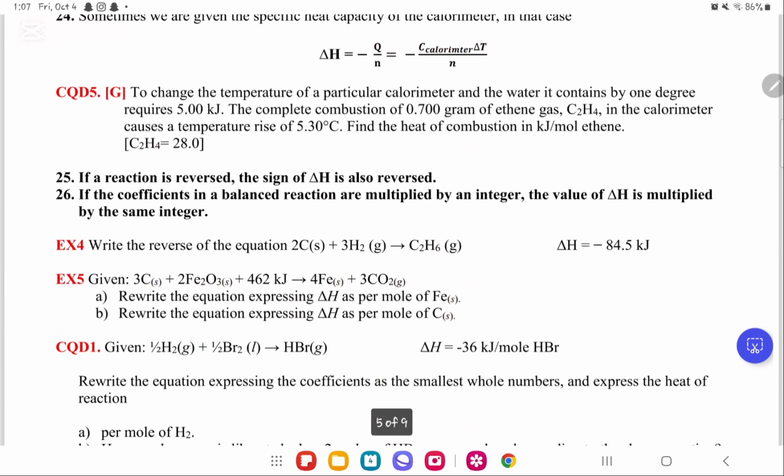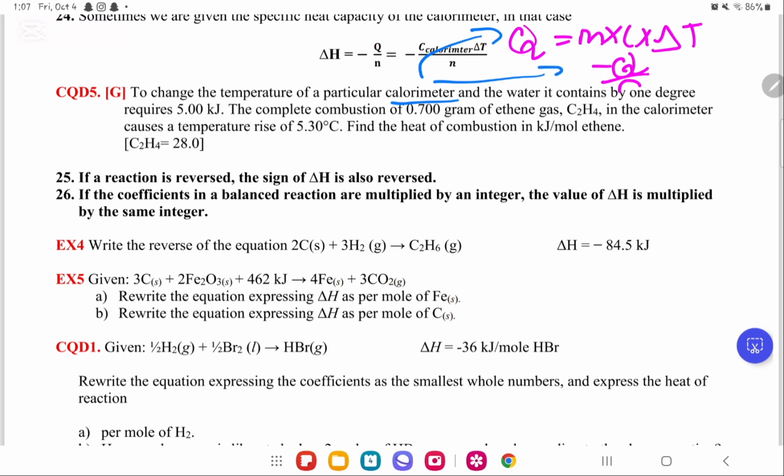Now we have CQD number 5. We said whenever we see calorimetry or calorimeter, we have two equations, which is Q equals M times C times delta T, or negative Q over N. Let's see which one we're going to use here. To change the temperature of a particular calorimeter. Calorimeter means we use either this one or this one. And the water it contains by 1 degree. We're raising the temperature by 1 degree, okay, is 5 kilojoules.